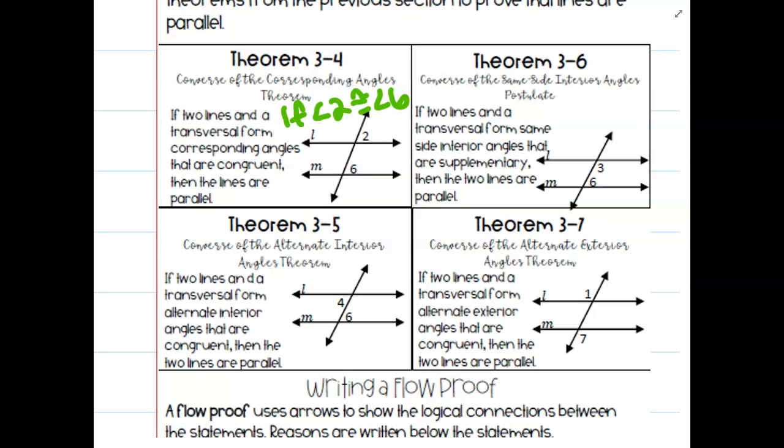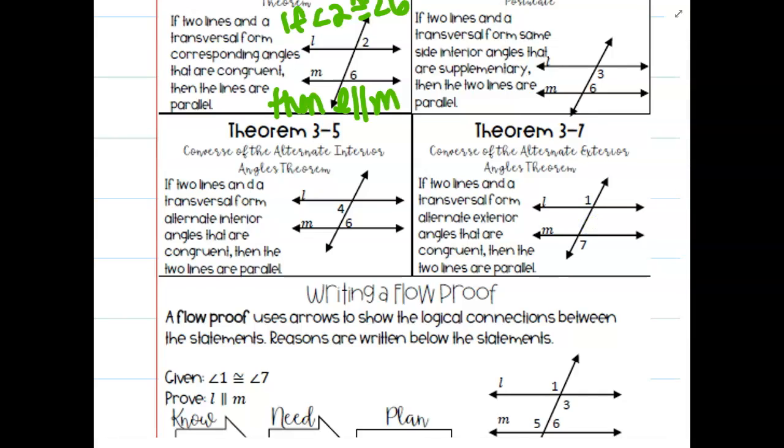So what's difficult today is all those theorems that we had, we can't use a lot of them because I have to be able to prove that these are congruent without using the fact that the lines are parallel. So if I can prove that angle 2 and angle 6 are congruent, then I could say, okay, well then L is parallel to M. But I would have to prove that the angles are congruent first, then I can say, okay, the lines are parallel.